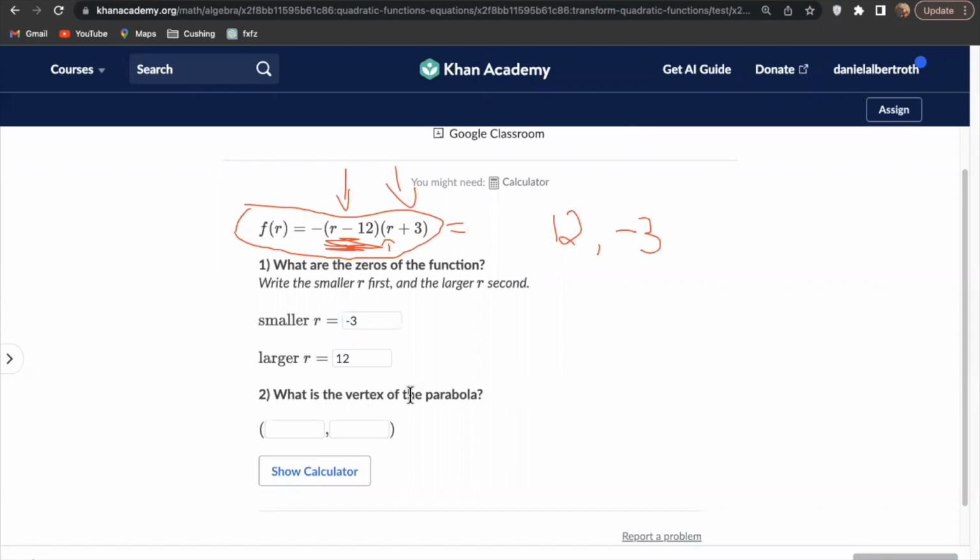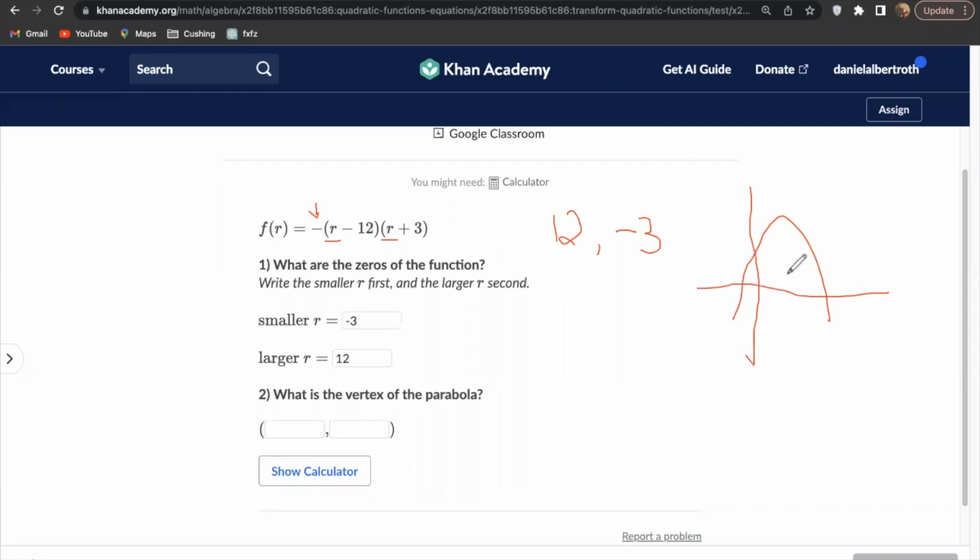And now what it asks is, what is the vertex of the parabola? So this parabola, if I'm looking at the function here, I have a positive r and a positive r, but my negative sign in front is going to give me a -r². So I know the function is going to be downward facing, and I know the solutions are -3 and +12. So maybe I would have a graph that sort of looks like this, where -3 is a solution, but so is +12. It's asking what's the vertex.